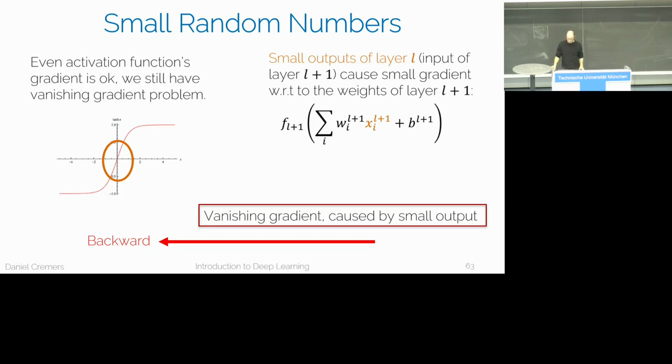The small outputs of layer L serve as input for layer L plus 1, and they will cause small gradients with respect to the weights of layer L plus 1, right? Because by the chain rule, the derivative of the loss function with respect to the weights of layer L plus 1 is the derivative with respect to the activation function, and then the derivative of f with respect to this. And that is x^L plus 1, and the issue is then that this becomes very small.